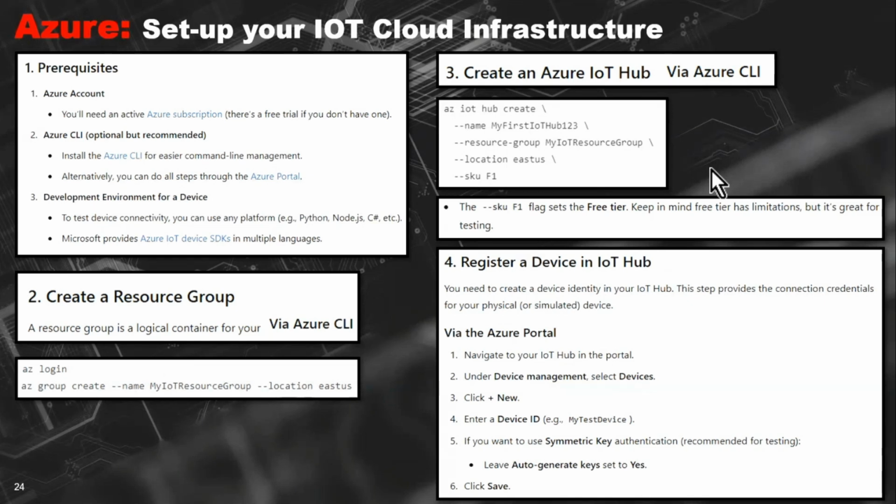Then you'd need to, in step 4, register a device in the IoT Hub that you've just deployed. And you can see this is going through the Azure GUI, the portal. You're going to navigate to your IoT Hub in the portal. Under the device management, you will select your devices, click New, enter the device ID, and then if you want to use a symmetric key for authentication, really just recommend it for testing, or you can leave the auto-generated keys set to yes, and then click Save. And those are your major steps that are typically involved in getting your initial infrastructure in the cloud for Azure set up.